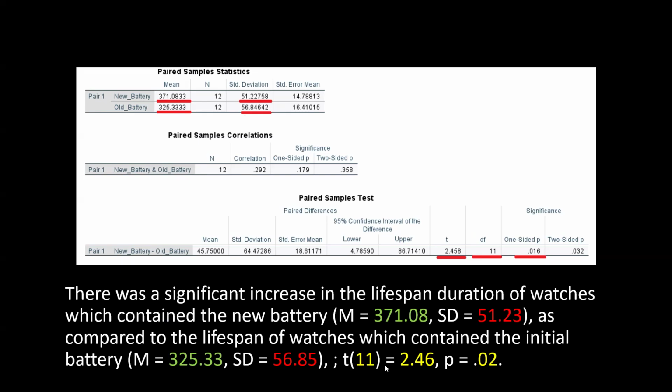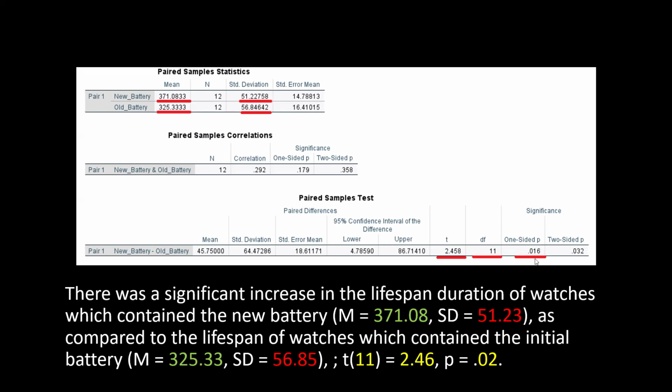Here is our degrees of freedom, 11. Here is our t-value, the two significant figures, 2.46. And here is our p-value. We're going to round that up to 0.02. 0.02 is less than our alpha value of 0.05. So because the p is low, the null must go. And there we will state that there was a significant increase.